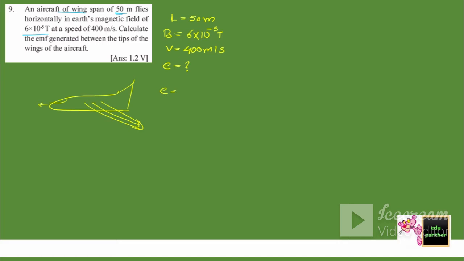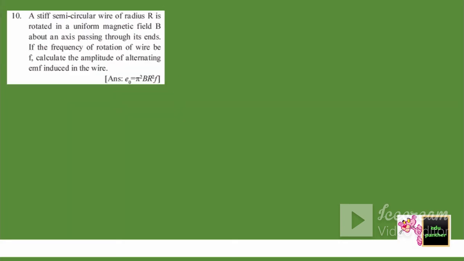So what will be the EMF induced? That is simply E is equal to BLV. So we have magnetic induction 6 into 10 to minus 5, length is 50 meter and velocity is 400 meter per second. Just multiply this, you will get the answer. That is 1.2 volt. Very simple question. Now move to the next.